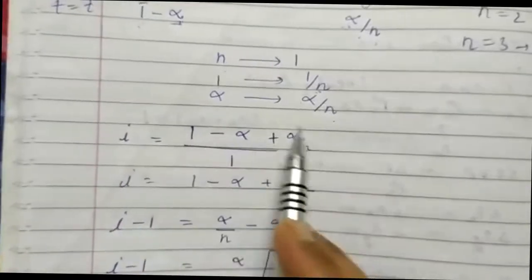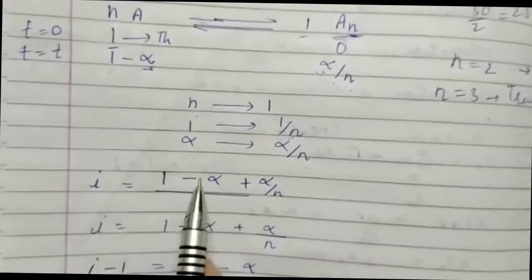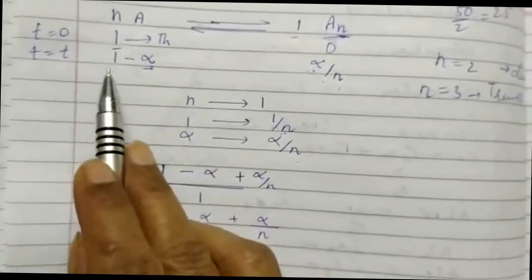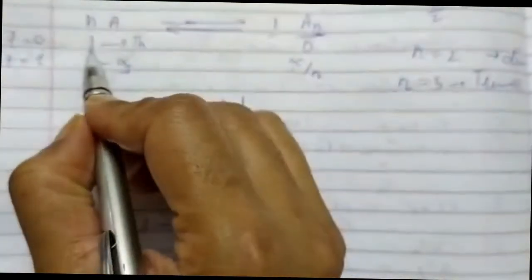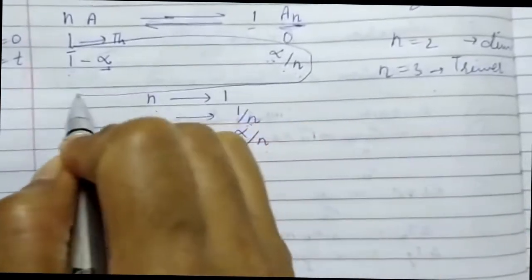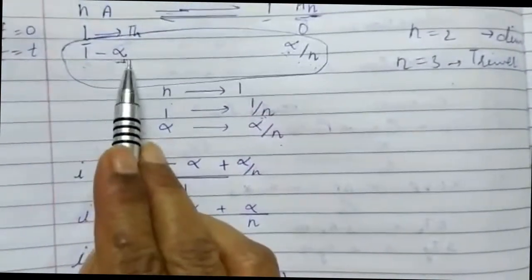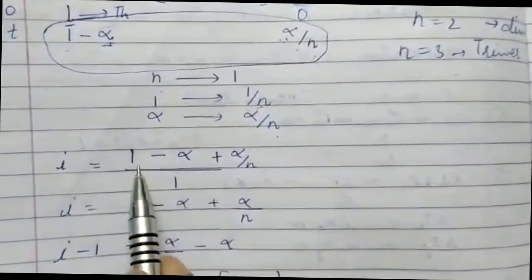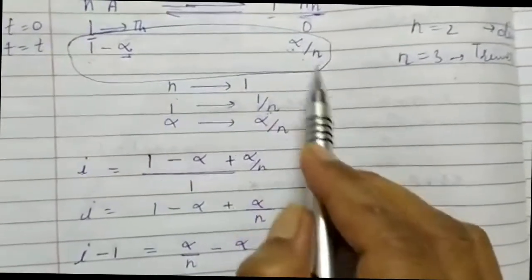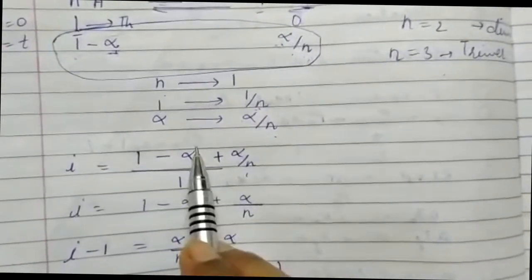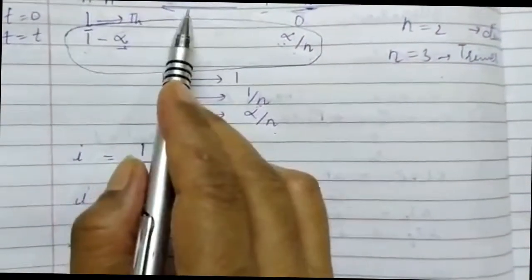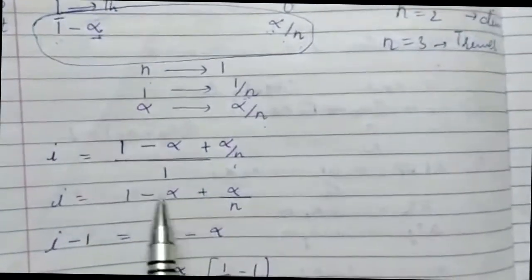i equals the observed number of particles over the theoretical number. As we found, 100 minus 50 plus 25 is 75. Just like that, the total observed number of particles will be 1 minus alpha plus alpha by n. This is the total number of particles, so this is the observed number of particles. What is the theoretical number of particles? In the starting we were thinking about how many particles we dissolved: only 1. The theoretical number of particles is 1.